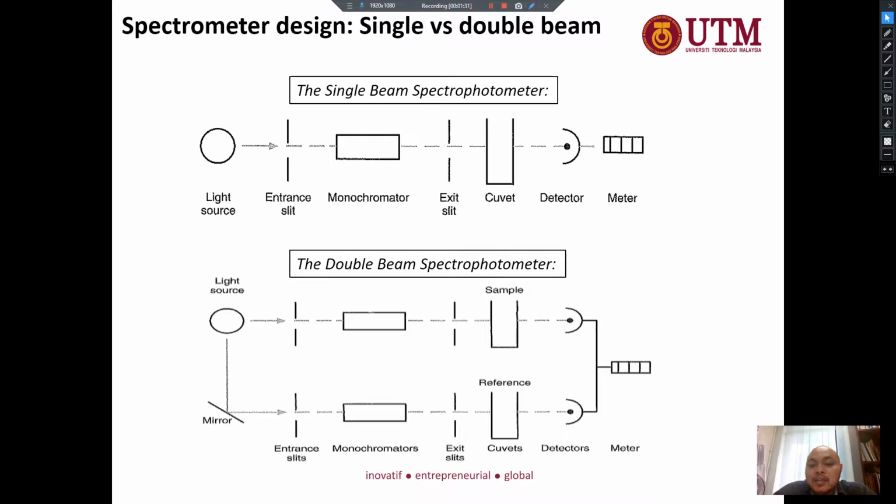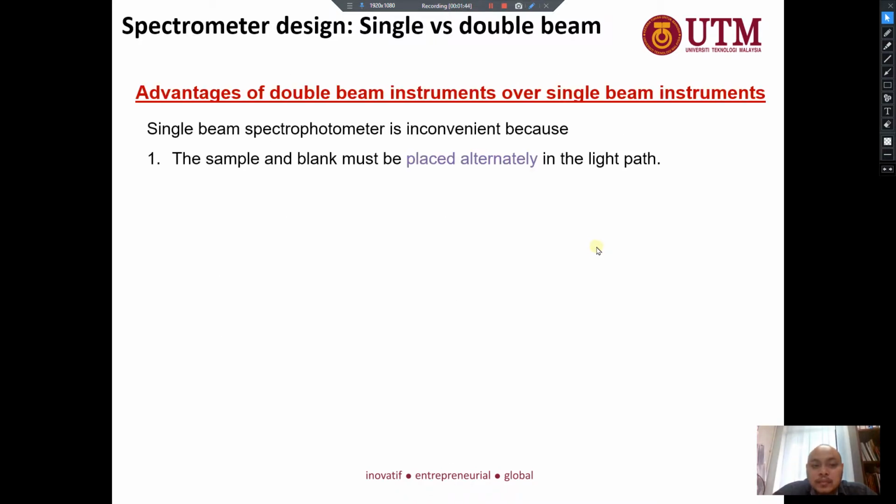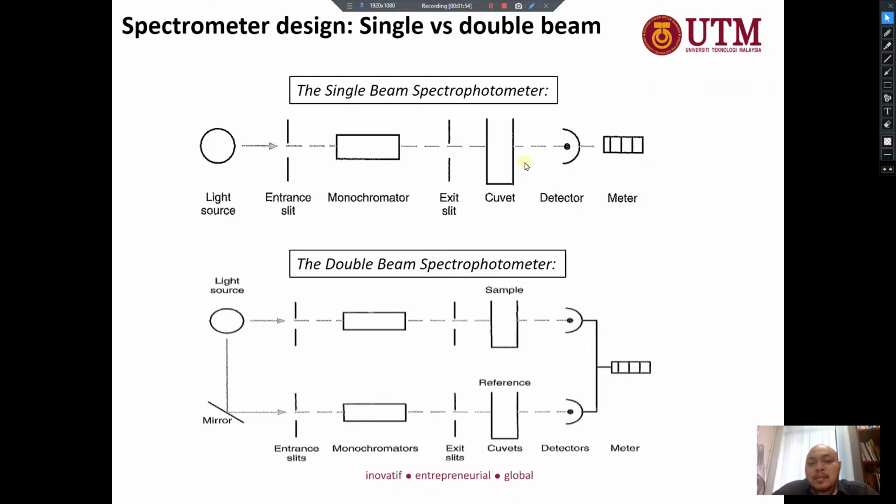Okay, when is the situation that we need the double beam spectrophotometer? I believe the double beam spectrophotometer nowadays is required for every single analysis. It's better for every single analysis. Why is that? A single beam spectrophotometer is inconvenient because the sample and blank must be placed alternately in the light path. For example, here, first you need to run the blank and then you need to run the sample.